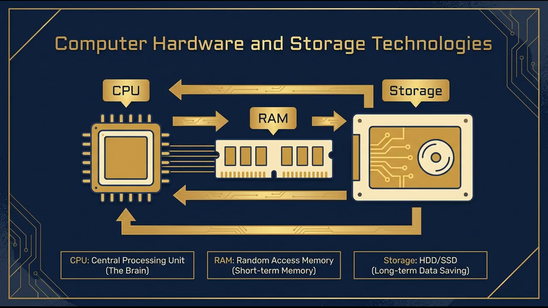Random access memory, or RAM, acts as temporary main memory, holding running programs and active data for quick CPU access. In contrast, read-only memory, or ROM, is used to store firmware or bootstrap instructions that must persist even without power. For long-term data, we use secondary storage.